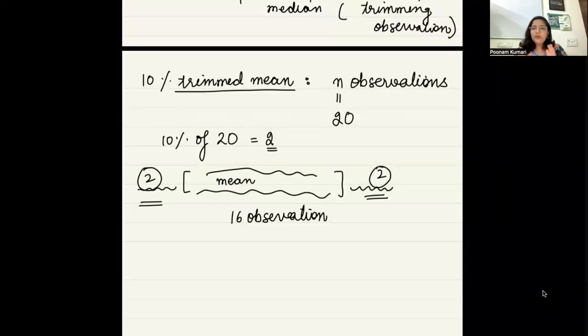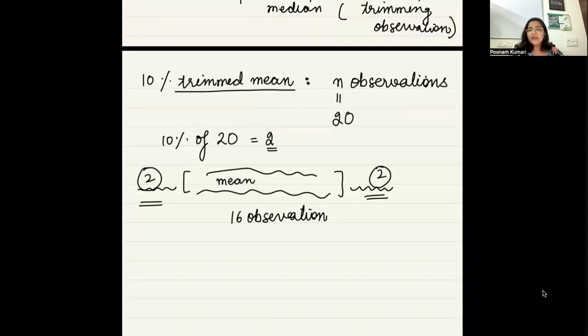So 10% trimmed mean would mean what? You have to remove 10% of observations on the left, 10% of observations on the right, and then calculate the mean of whatever data is left. Is that clear?